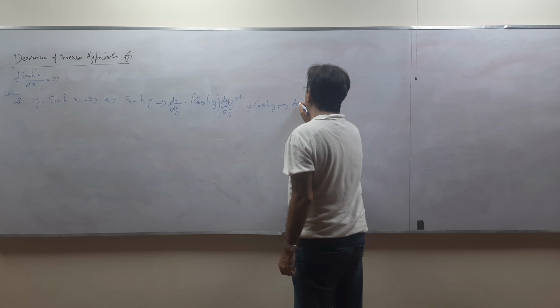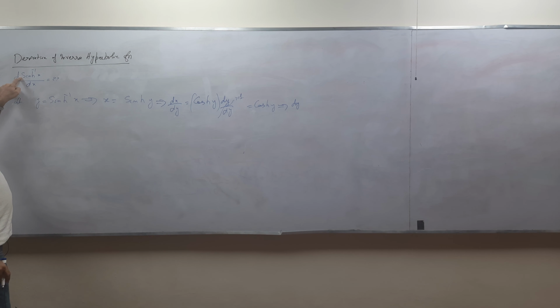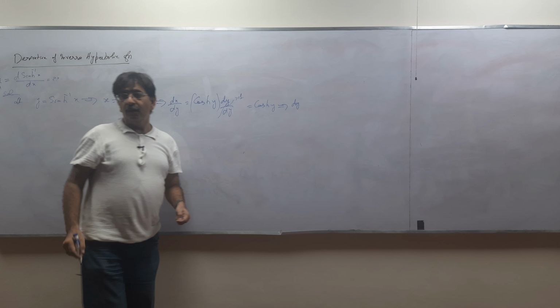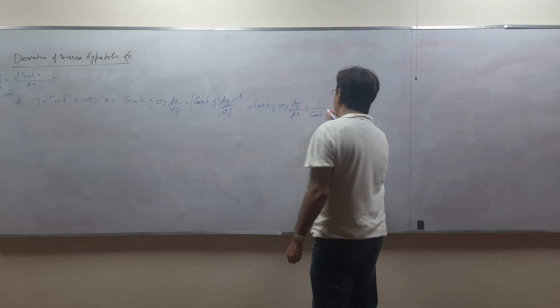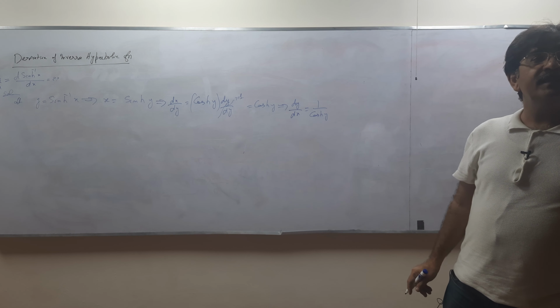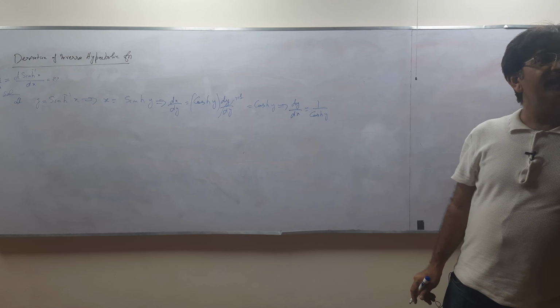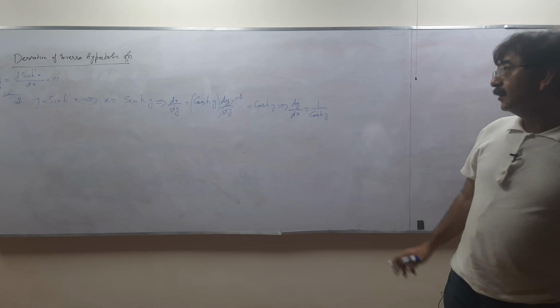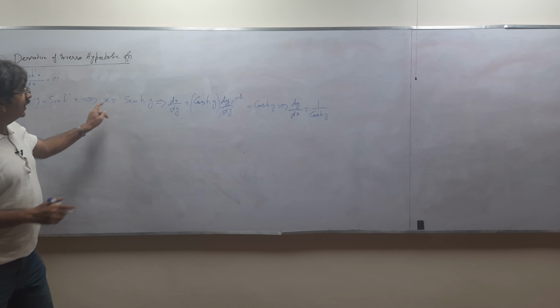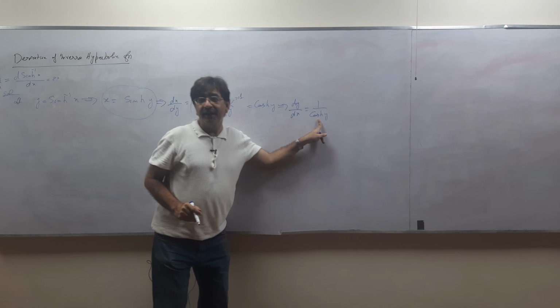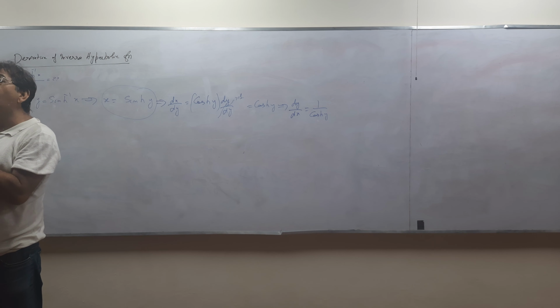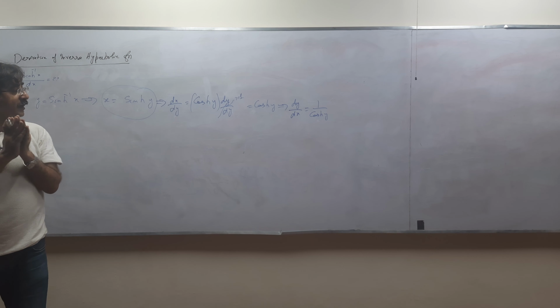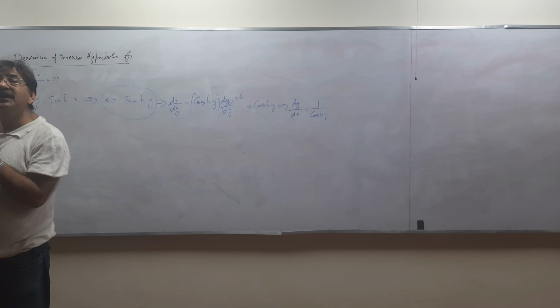So this implies that, since we have taken y, this is actually dx over dy, so we have to take the inverse of that. That will be dy over dx equal to 1 over cos hyperbolic y. I have already explained the relation between sine hyperbolic and cos hyperbolic. We have to convert this cos into sine, because we know only the value of sine in terms of x.